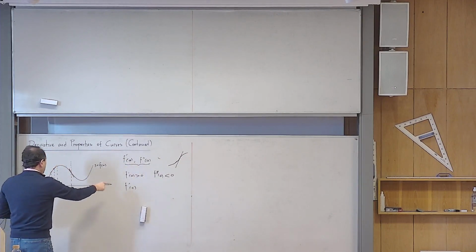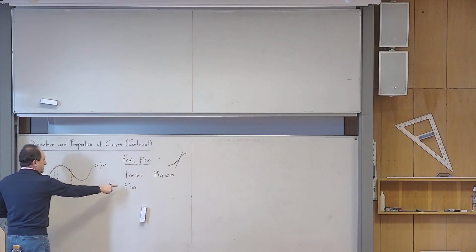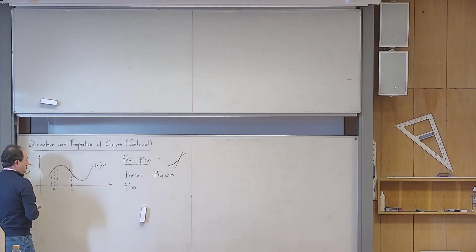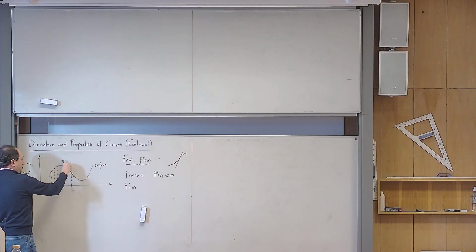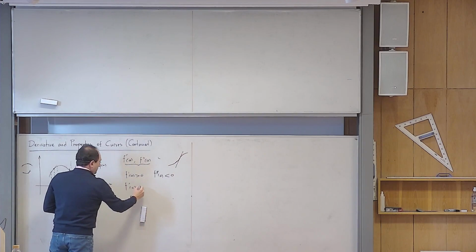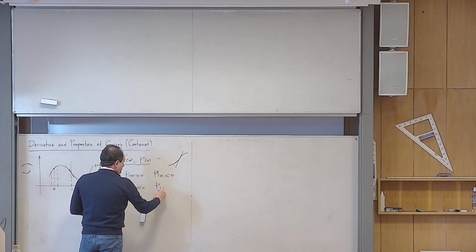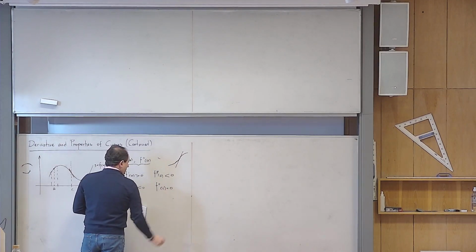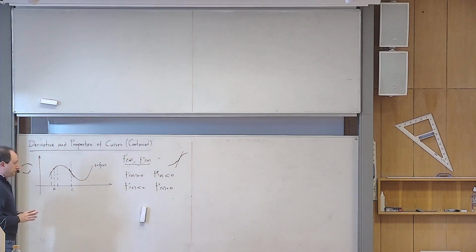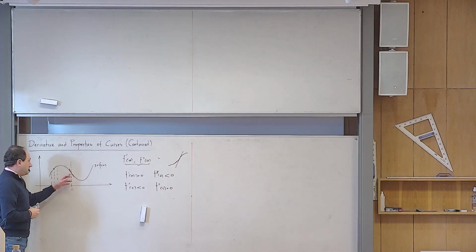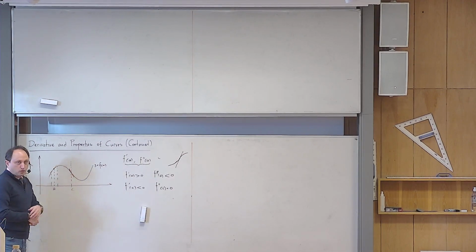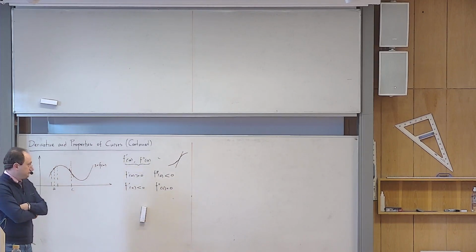Okay, but in this picture, if I ask you whether f prime of C is positive or negative, you see that the tangent line has negative slope, so definitely this is the case. But if I ask you what is f double prime at C, this is 0. So we can say that the second derivative at the inflection point is 0. Yes?